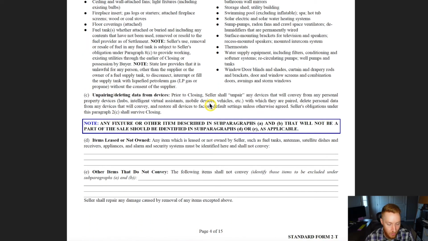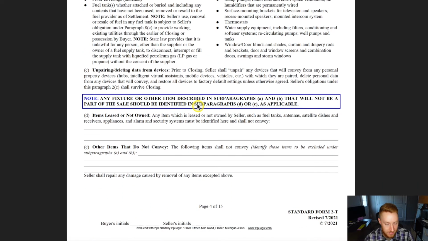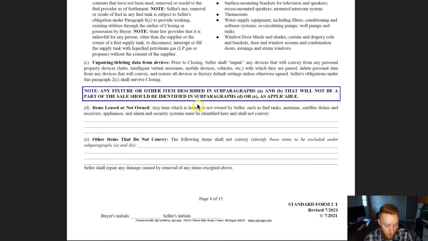Items leased or not owned is something where we can note here if, say, there was a satellite dish on the roof that is not owned by the seller and they will need to be removed, and say if they were also taking their curtain rods with them, that can be listed here as an item that will not convey.